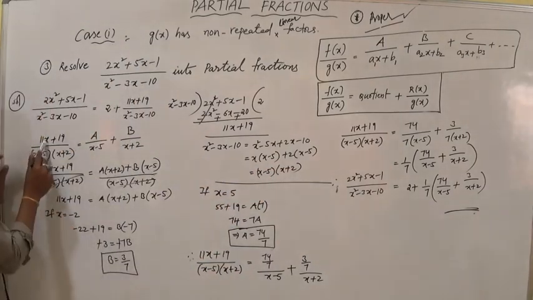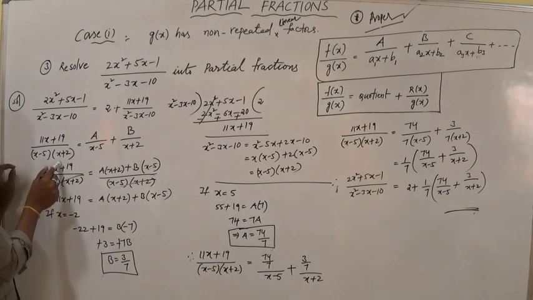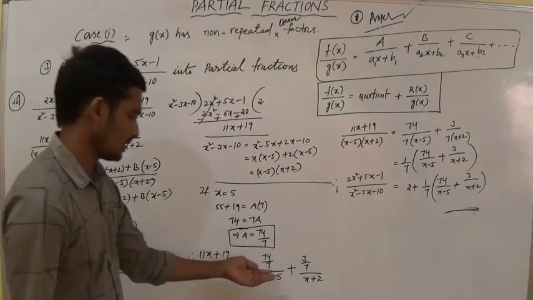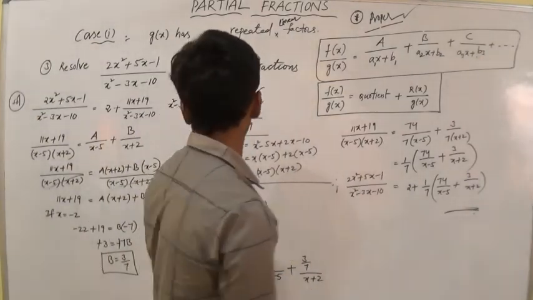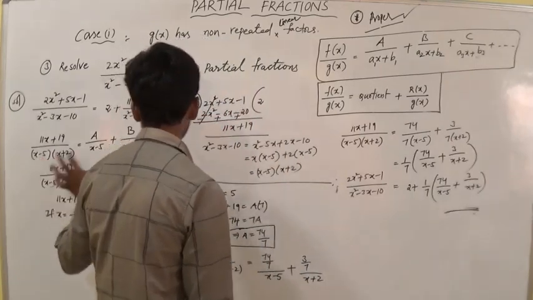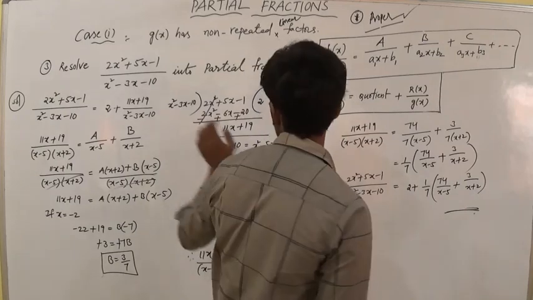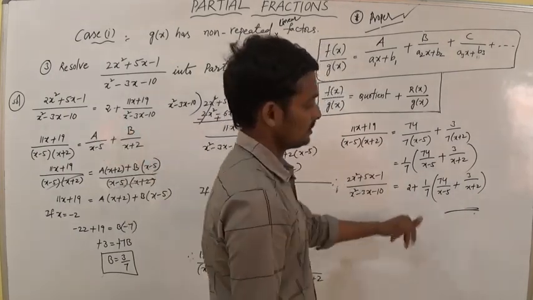So (11x plus 19) by (x minus 5)(x plus 2) is equal to a by something plus b by something. I can solve for the a and b values. The a and b values are substituted, so (11x plus 19) by (x minus 5)(x plus 2) is equal to some value. But the final conclusion is we have to add the 2 plus.